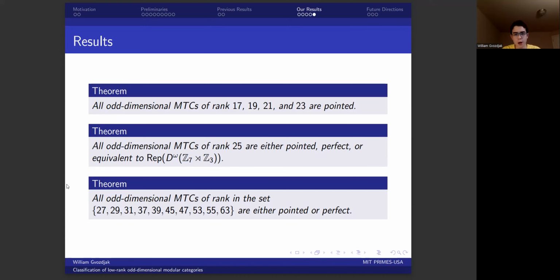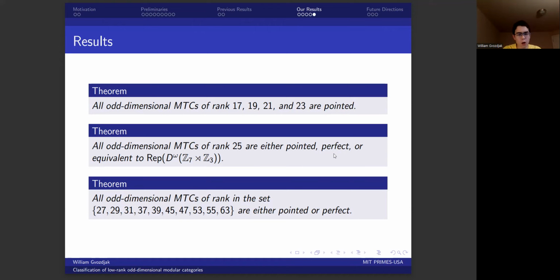Then we also showed some results for rank 25. We showed that all odd-dimensional modular categories of rank 25 must be either pointed, perfect, or equivalent to this non-pointed example that I just mentioned. So we discarded all other possible odd-dimensional modular categories. What's interesting about this is that if we do successfully discard this perfect case, then we have successfully classified all odd-dimensional modular categories of rank at most 25.